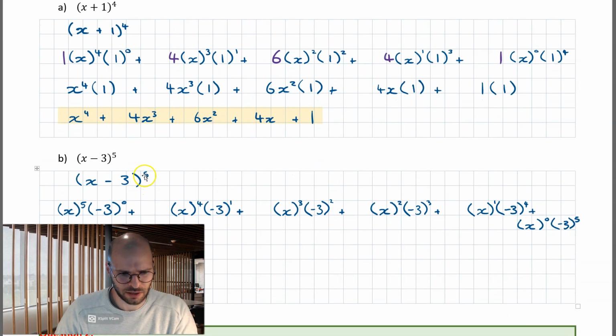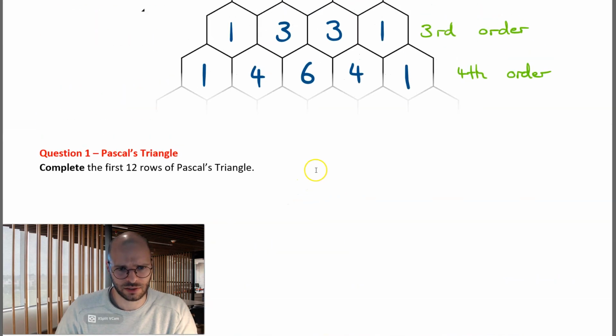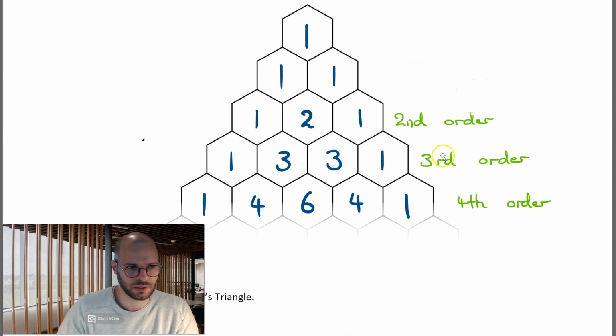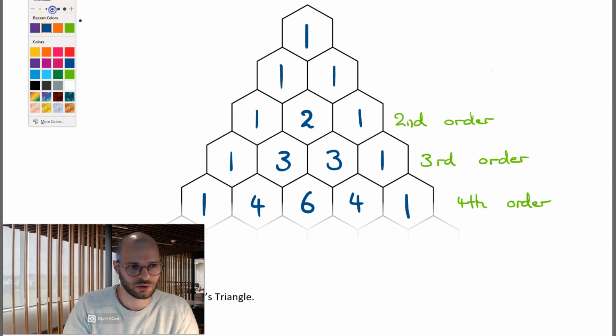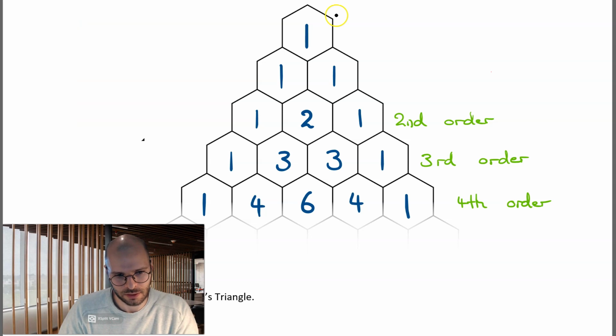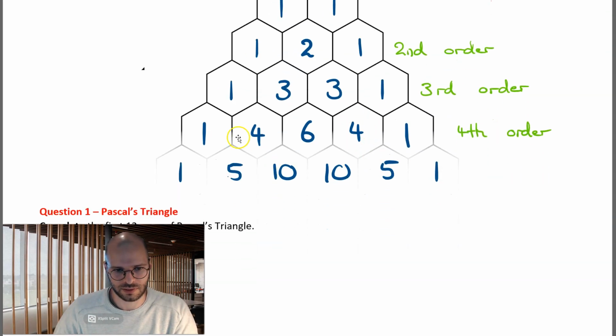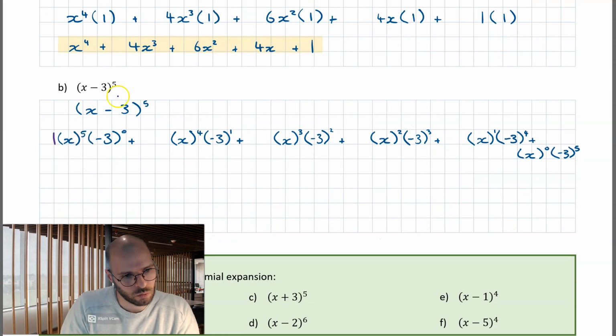So this is to the power of 5. So what I need to do is go to the 5th order row. Now this one's not generated, so I'll quickly generate it. This will be 1, this will be 5, this will be 10, 10, 5, and 1. So I simply sum the numbers above to figure out what the coefficients are. So 1, 5, 10, 10, 5, 1.